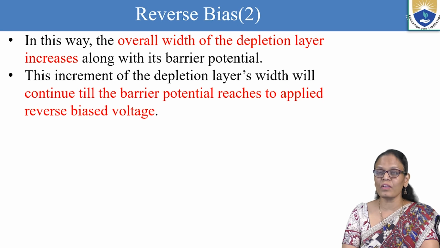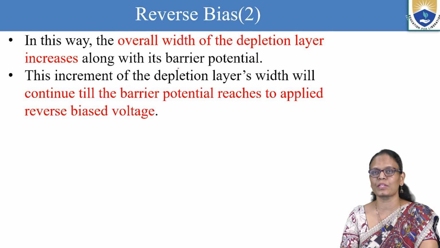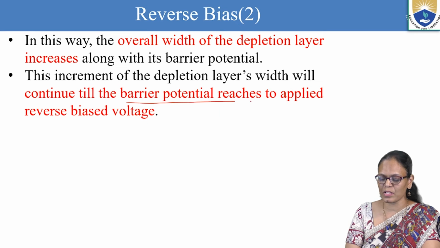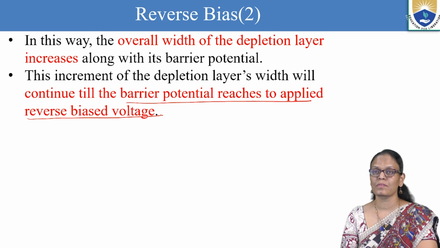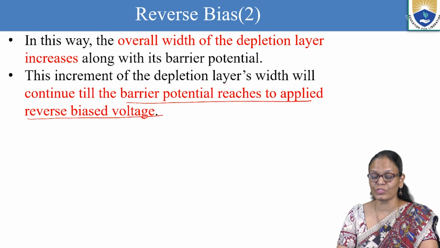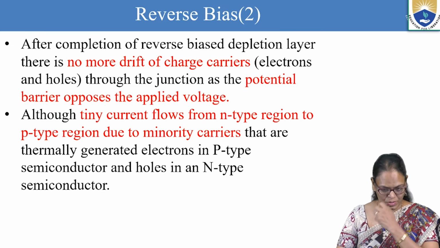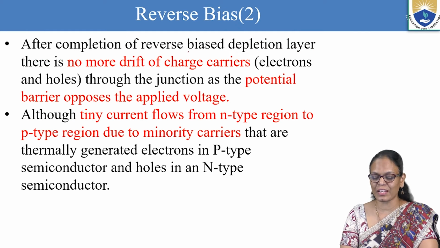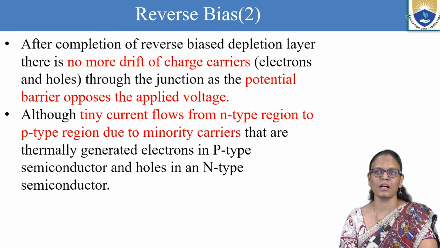Now, the overall width of the depletion layer increases with the barrier potential. And this increment of the depletion layer will continue till the barrier potential reaches the applied reverse bias voltage. So, till that point, the width of the depletion layer keeps on increasing. After completion of this reverse bias depletion layer, there is no more drift of charge carriers, that is, electrons and holes, through the junction, as the potential barrier opposes the applied voltage.